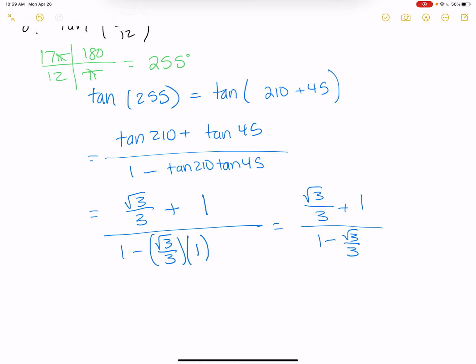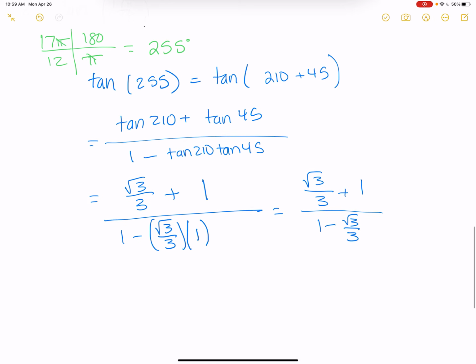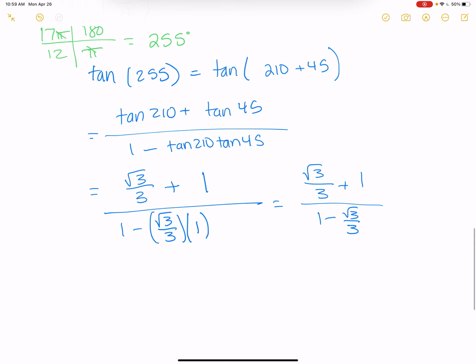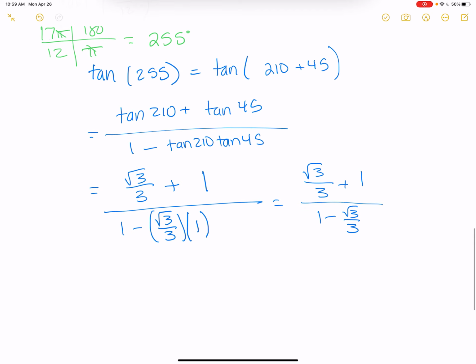Okay, would that equal? Okay, so my first thing, here's my recommendation. Yes, how'd you get root 3? Off the unit circle. You get the tangent bit. 255 from 210. From 210, okay.